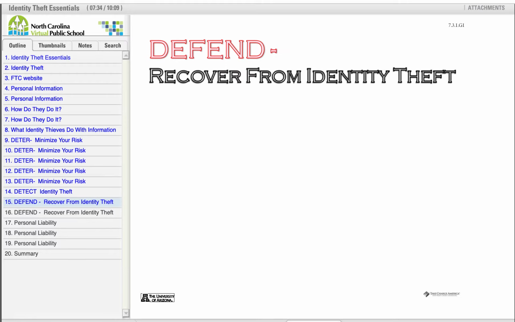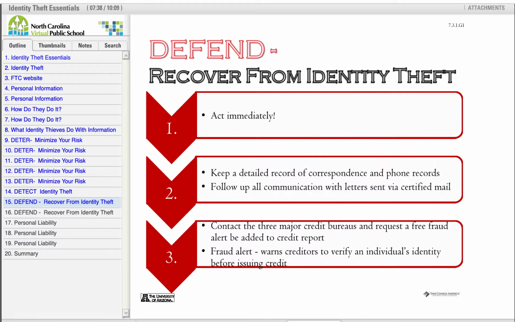The third D is defend. Recover from identity theft. Number 1, act immediately. Number 2, keep a detailed record of correspondence and phone records. Also, follow up all communication with letters sent via certified mail. Number 3, contact the 3 major credit bureaus and request a free fraud alert to be added to your credit report.